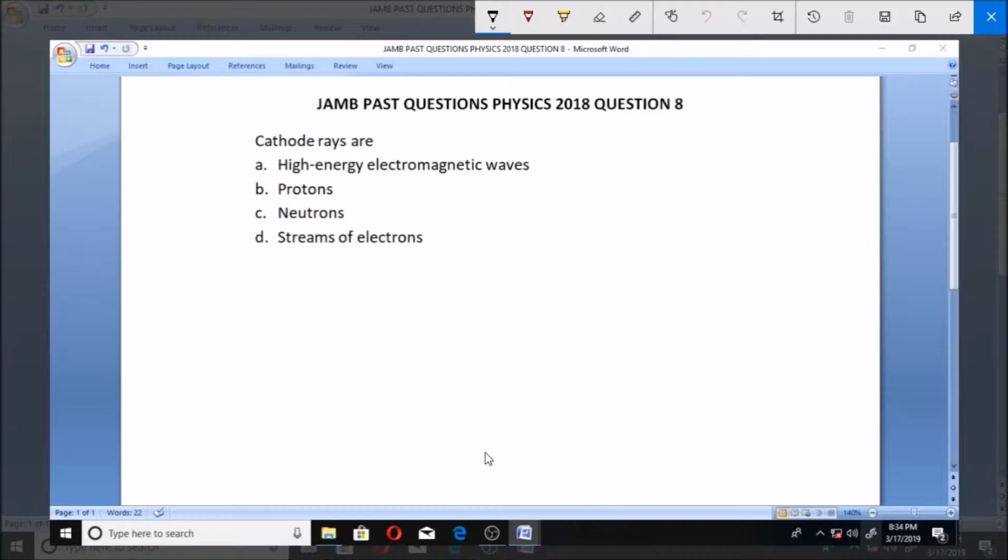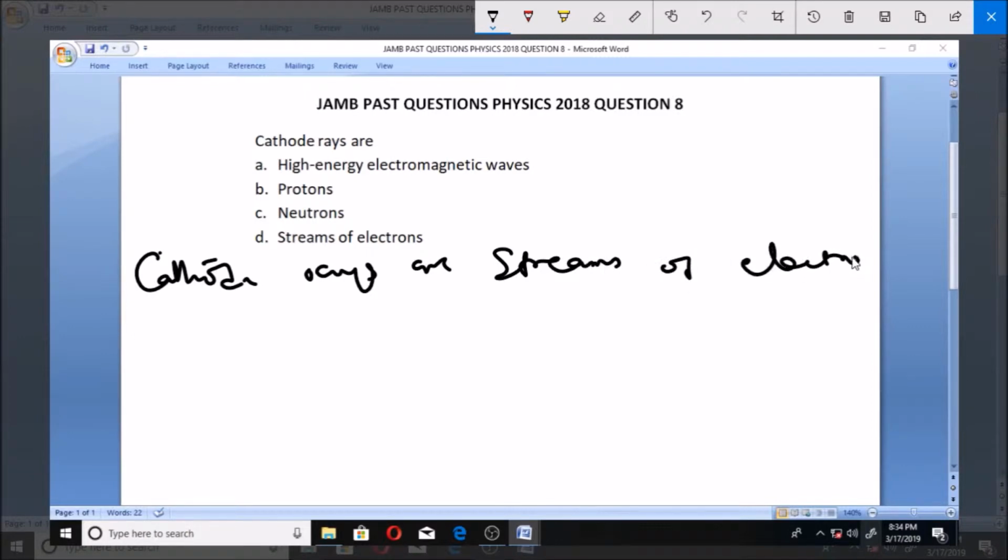Now, cathode rays are streams of electrons, and its effects can be observed using a cathode ray tube in a process known as thermionic emission. So for us to understand this question very well, we need to state this fact: cathode rays are streams of electrons. That is what cathode rays are, streams of electrons.